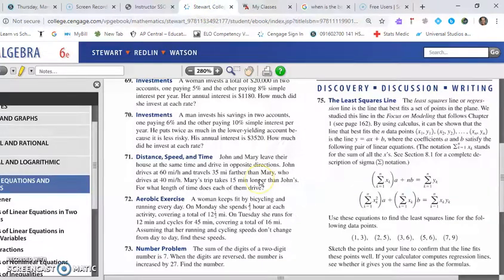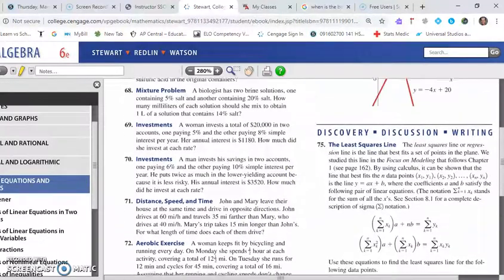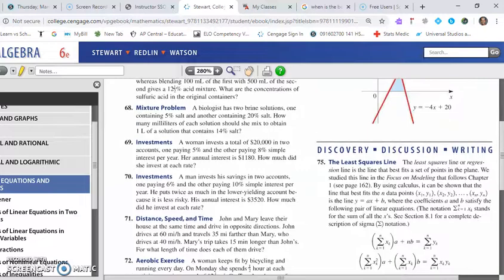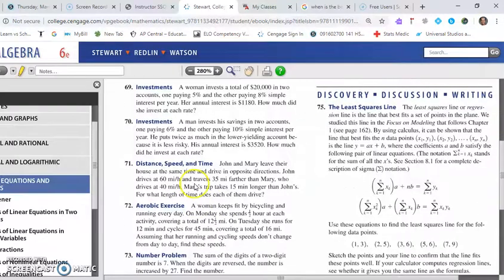All right, so here's another example of word problems from chapter 5. Out of section 5.1, we're going to do number 71. John and Mary leave their house at the same time and drive in opposite directions. John drives 60 miles per hour and travels 35 miles farther than Mary, who drives 40 miles per hour. Mary's trip takes 15 minutes longer than John's. Find the length of time that each one of them drives.